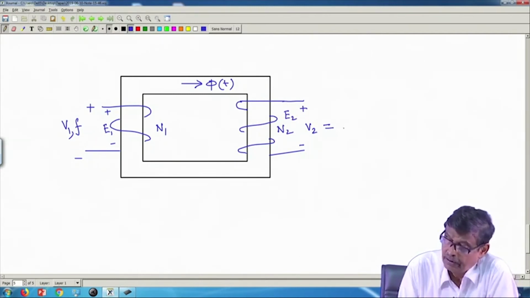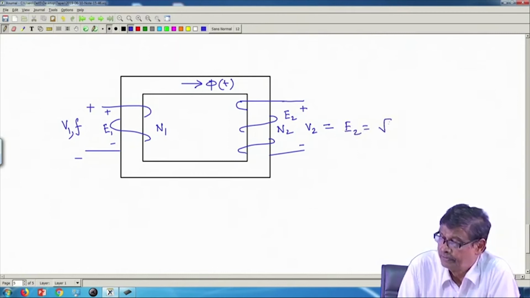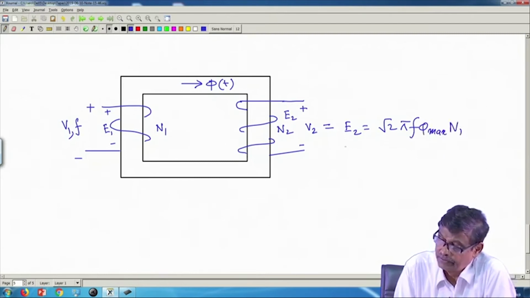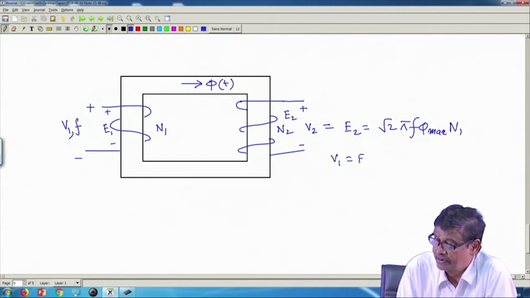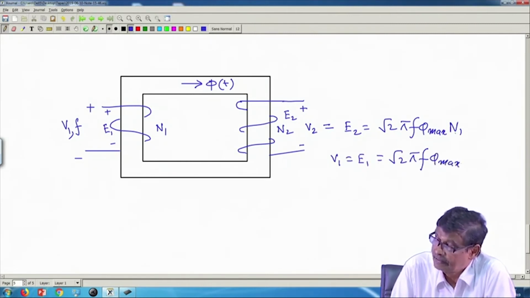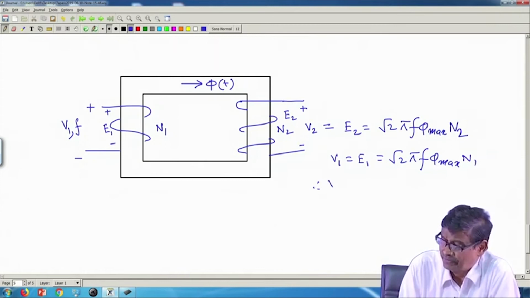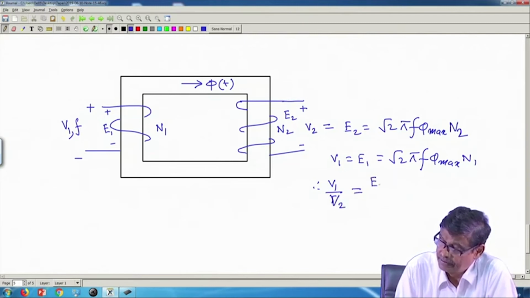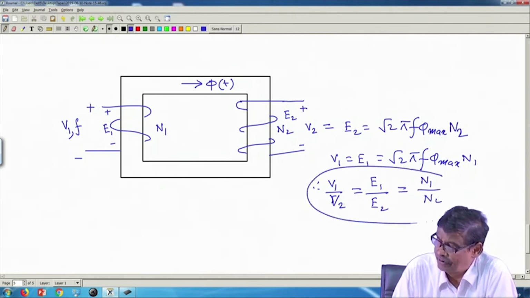So, V2 is equal to E2 is equal to root 2 pi f phi max into N2, and also I know V1 is equal to E1 is equal to root 2 pi f phi max into N1. And it is easy to show that V1 by V2 is equal to E1 by E2 is equal to N1 by N2. This is one famous formula.